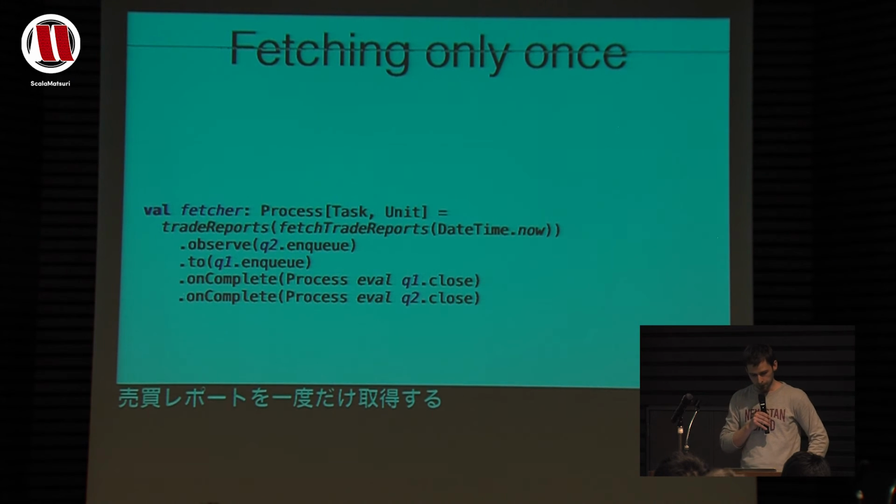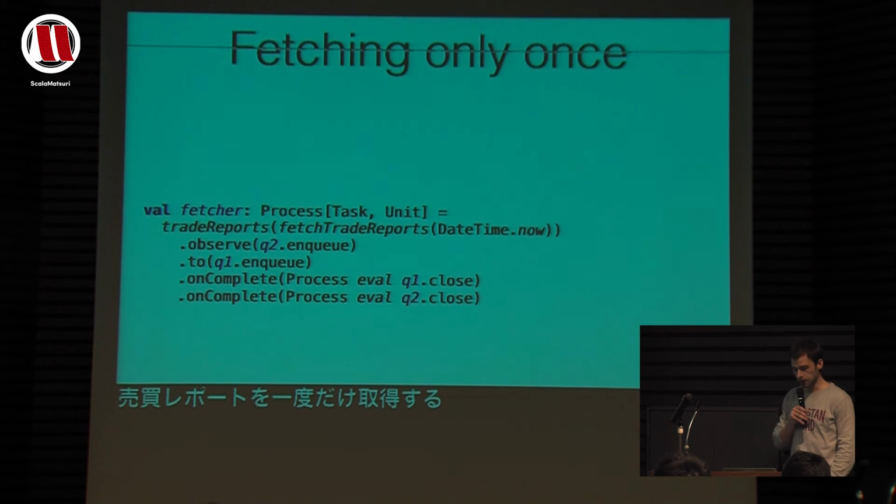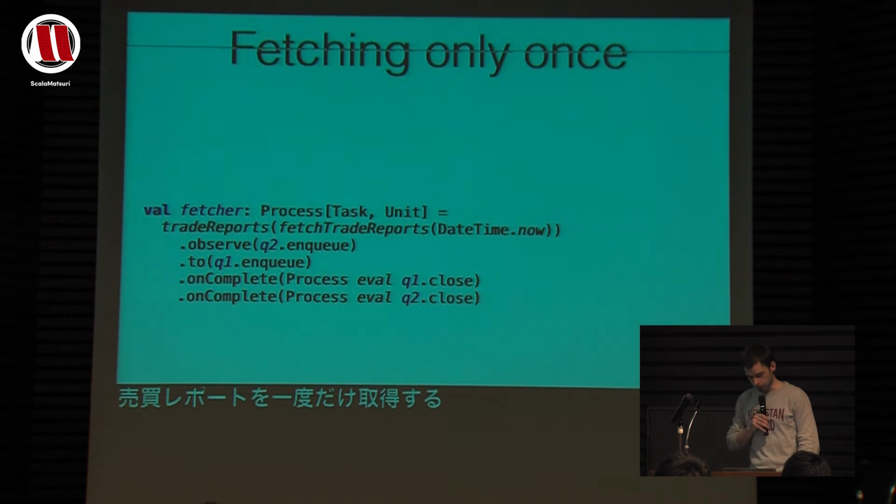So going back to our toy example, initially we only fetched for one process, and this time we have to actually fetch and then add an element to both queues. So in this case I'm using Q1 and Q2, and I'm adding one element after the other to those queues.